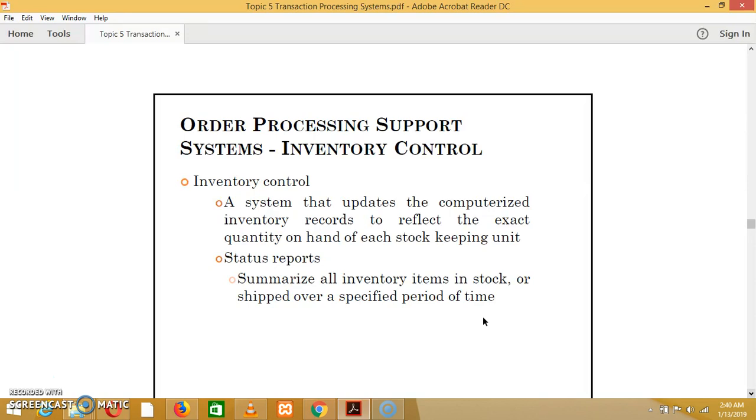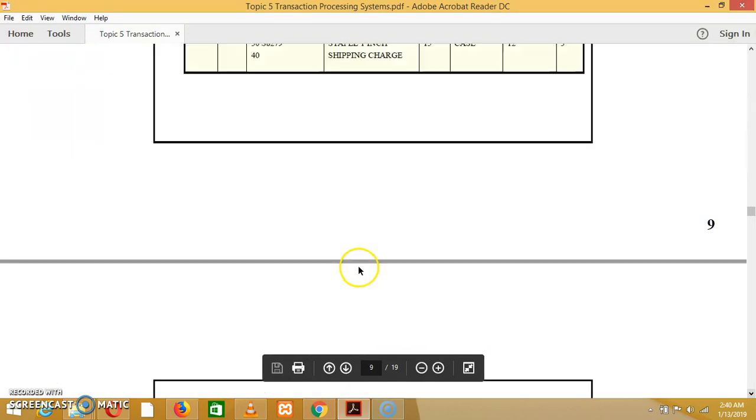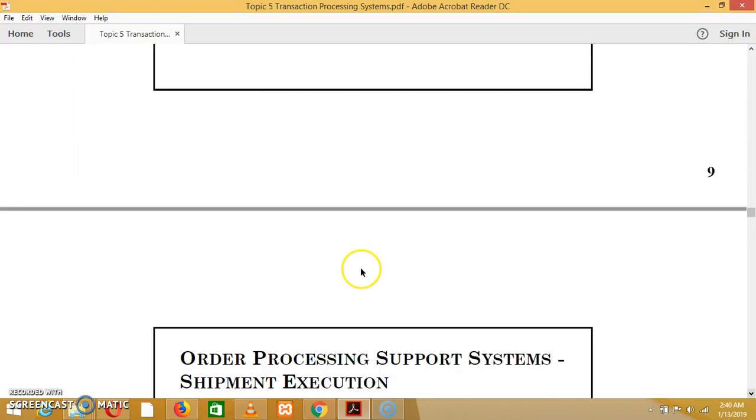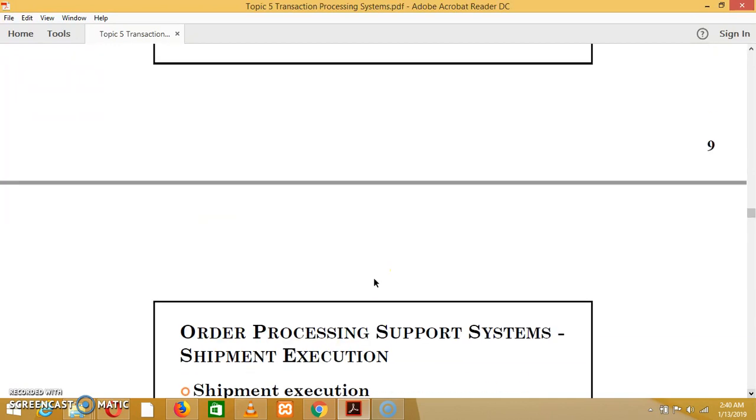You should understand the meaning or the function of each system so that you can understand them very well. Shipment execution just controls the outflow of all products and goods from the organization. Its objective is delivering the products to customers on time.